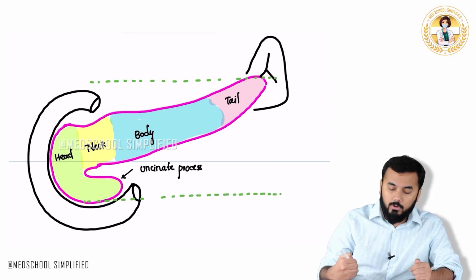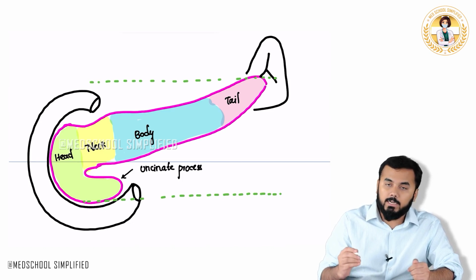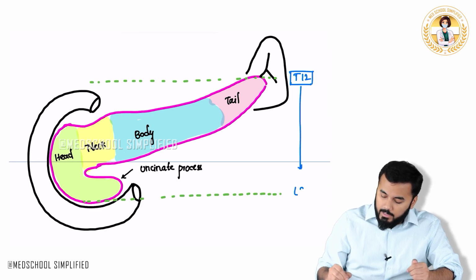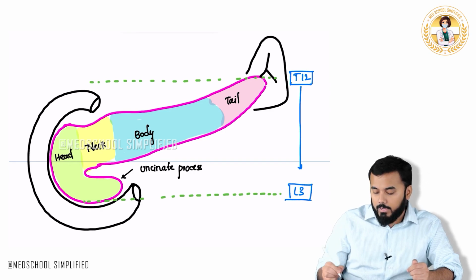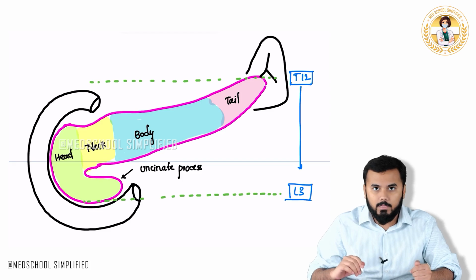So the topography of the pancreas is that it ranges all the way from the T12 vertebra till the L3 vertebra. All the way from T12 till L3 you have your pancreas.